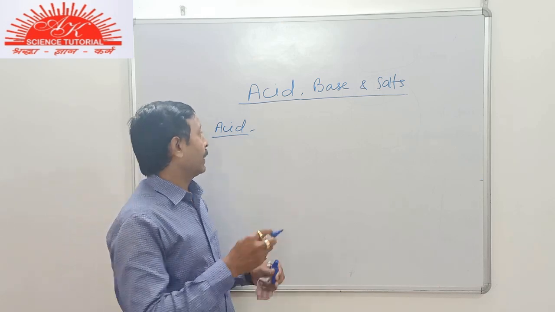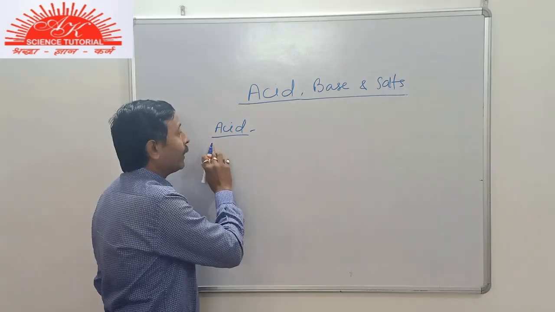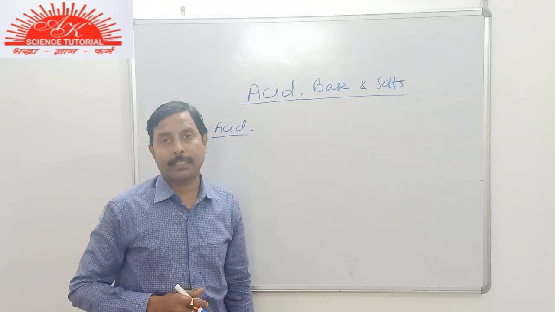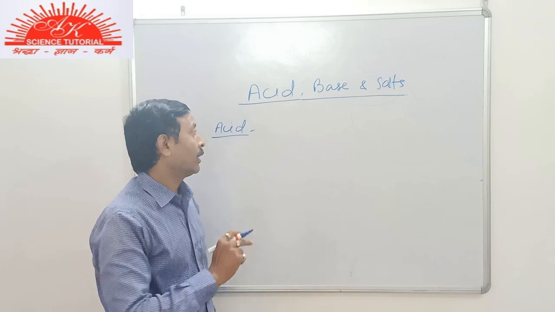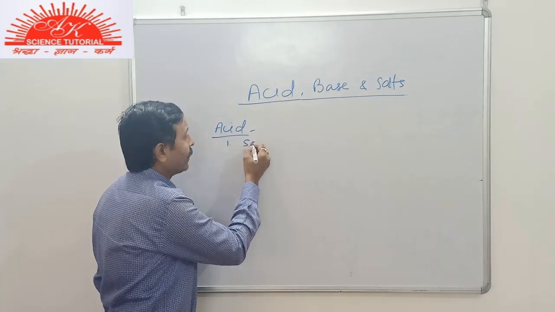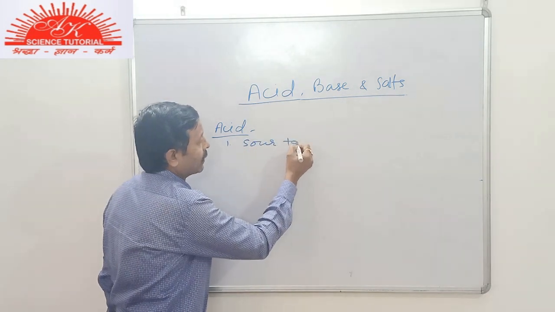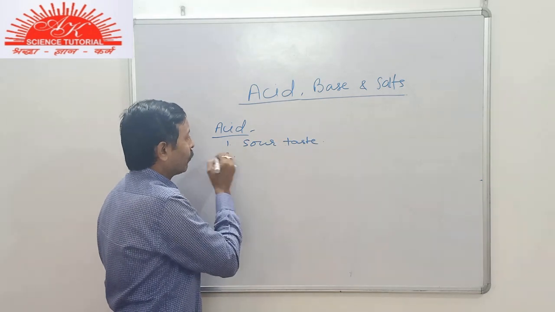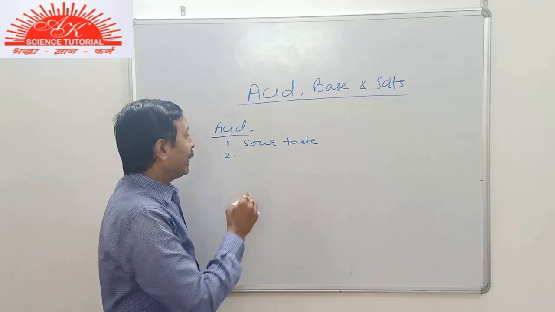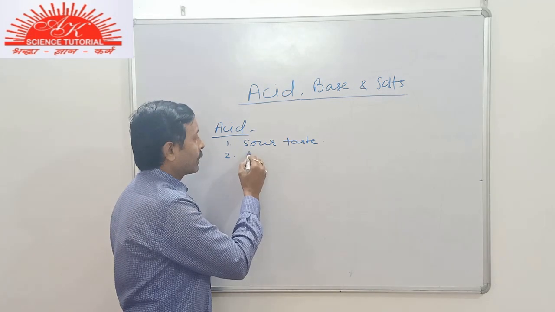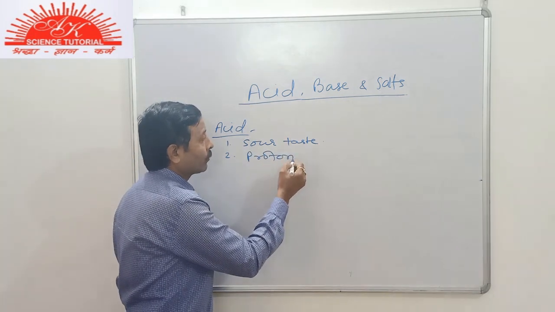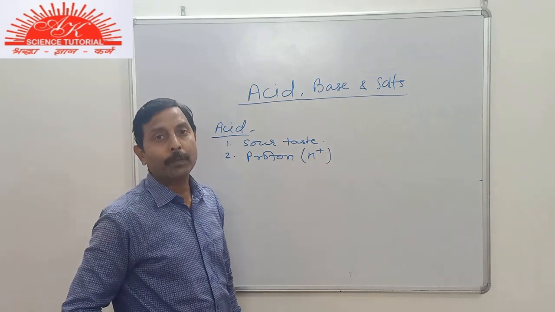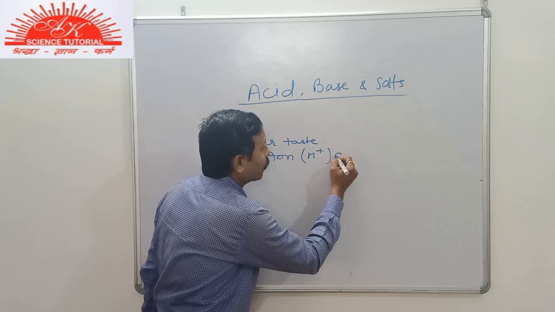So, start with acid. Normally we say that anything which has a sour taste is called an acid. First one. Second, we write here sour taste. This can be taken into property also, but second one for the definition: acids are proton donors. Proton means H plus ion. H plus ion is taken as proton.